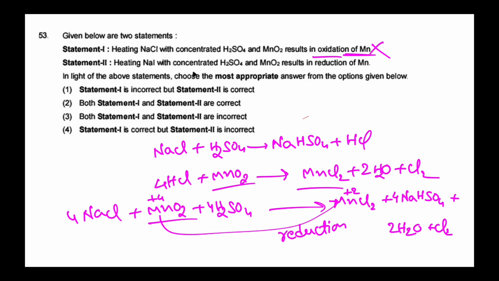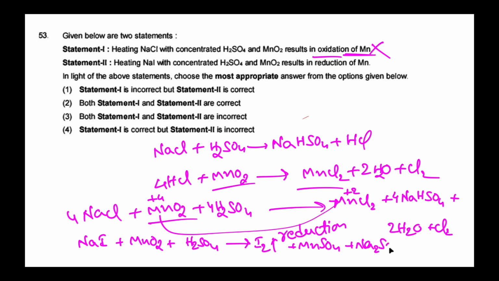So here NaI is treated with concentrated sulfuric acid. For example, NaI treated with MnO2 in the presence of sulfuric acid. So NaI is converted into I2 vapors, manganese sulfate will form, sodium sulfate will form, and it releases water molecules. By balancing, this is 2NaI and 2H2SO4, then it becomes Na2SO4.